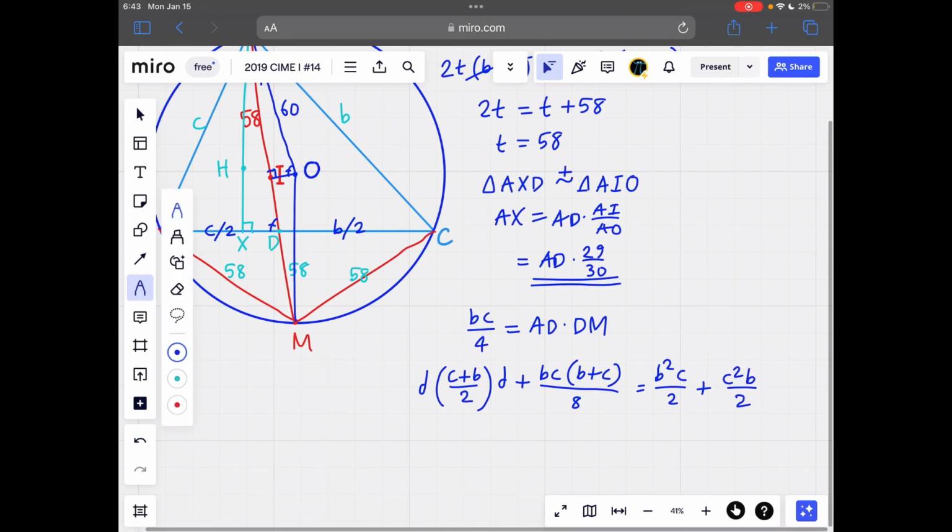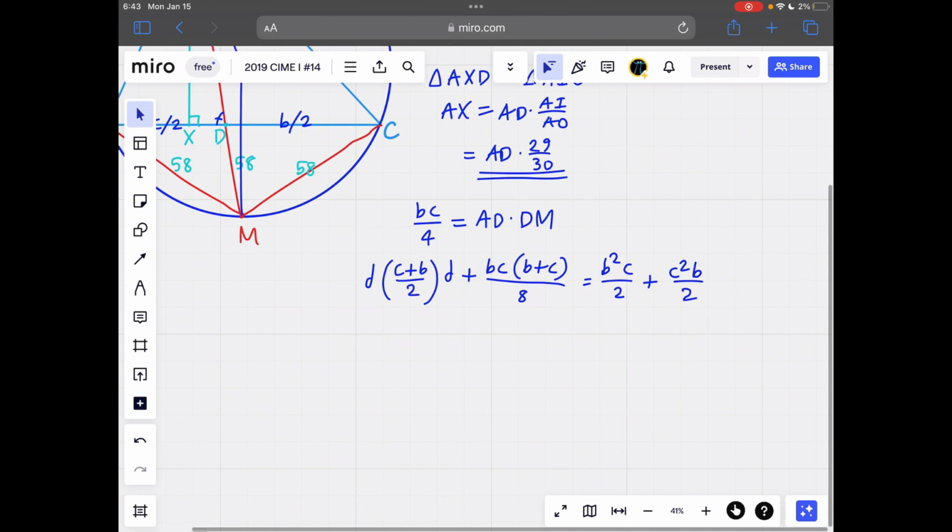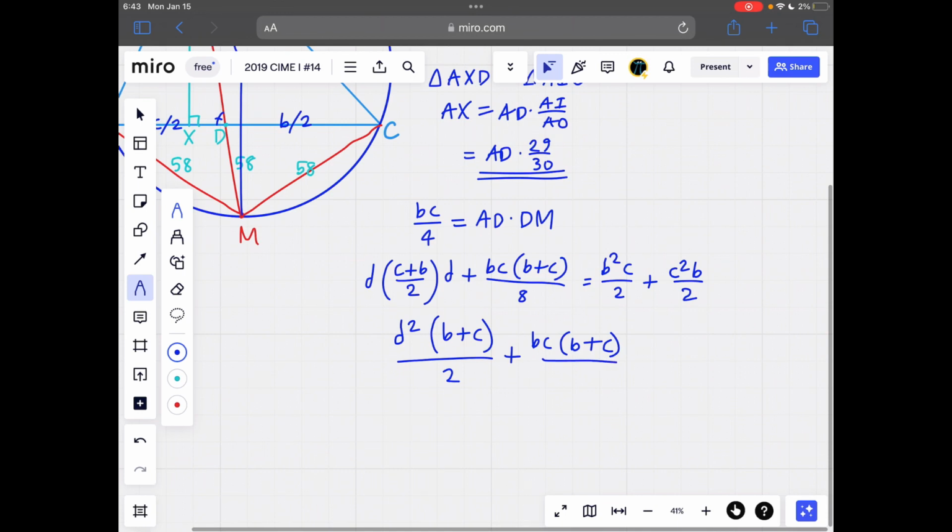Remember, a man and his dad put a bomb in the sink. Man plus dad equals bomb plus sink. So d squared times (B plus C over 2) plus BC times (B plus C over 8) equals BC times (B plus C over 2).